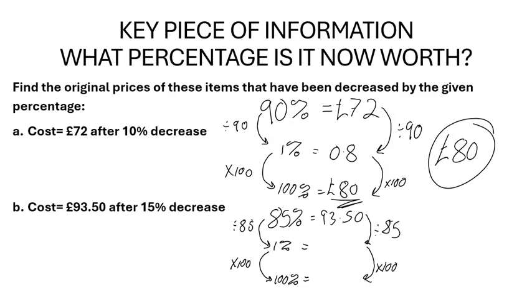So I'm going to take the 93.50 and divide it by 85 first. If I do that, I get 1.1, and then times it by 100, and what I'll end up getting is £110. So for this one here, the original amount I had was £110. So you'll notice for each of these, I decreased it to get the amount in the question, so the original is bigger than what I was given in the scenario.